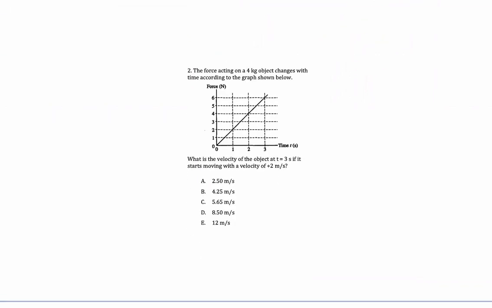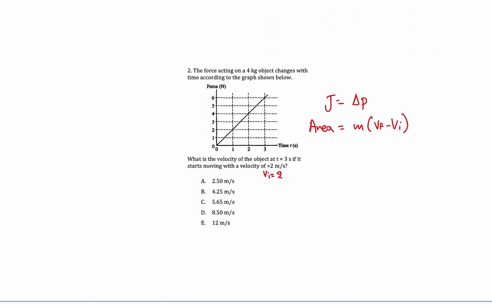And we are given a force versus time graph, so most likely we need to find the area, and we need to show what is the velocity of the object if we know that the object moves with an initial velocity of 2 meters per second squared. Now we'll use again the impulse momentum theorem, and the impulse is equal to the change of momentum. In this case, the impulse, we will find it from the area under this graph, and the change of momentum is m times v final minus v initial.